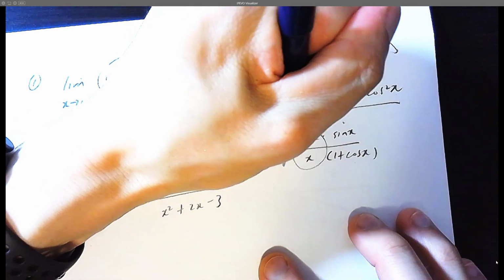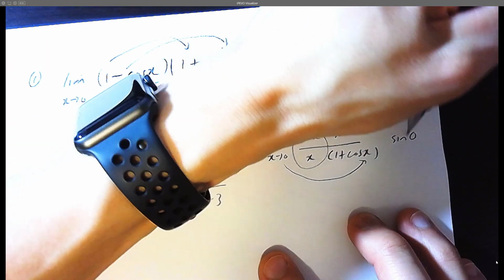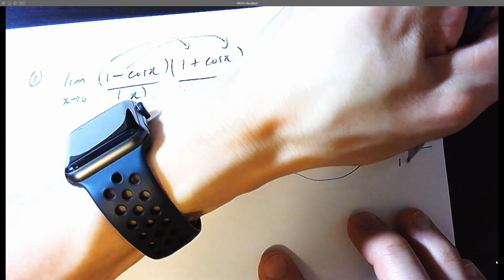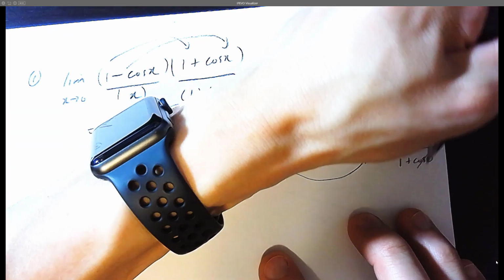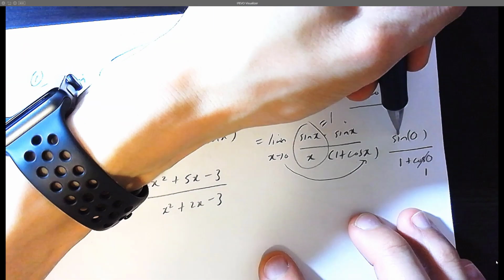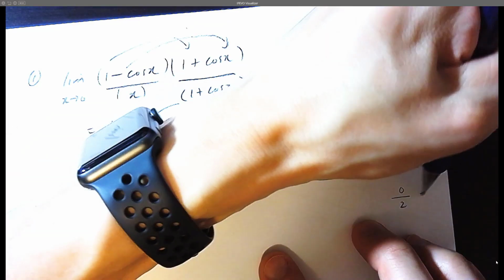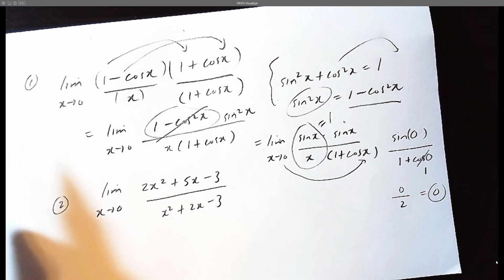And now when you're substituting 0 here, we have sine of 0 divided by 1 plus cosine of 0. And cosine of 0, we learned from trigonometry, is 1. So sine 0 is essentially 0, divided by 1 plus 1, which is 2. So the answer is 0. So certainly, for question number 1, the answer is 0.